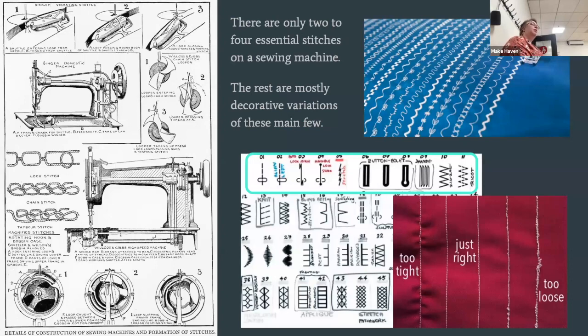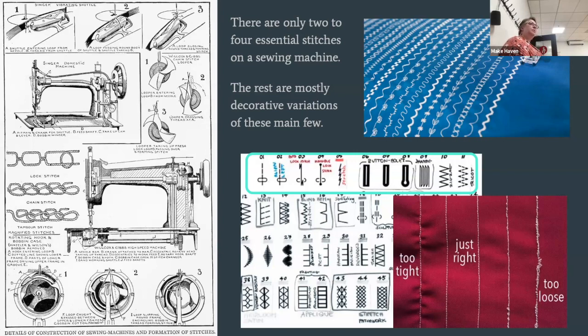And this is for just your standard straightforward sewing machine. There are really only 2 to 4 essential stitches. You've got your straight stitch, which you can see is too tight, just right, and too loose. You've got a zigzag stitch that also helps hold together stretchy fabrics and makes it easier. And you've got an overcast stitch that will catch an edge, similar but not the same as a serger. Those are basically the top 3 that I'm thinking of off the top of my head.